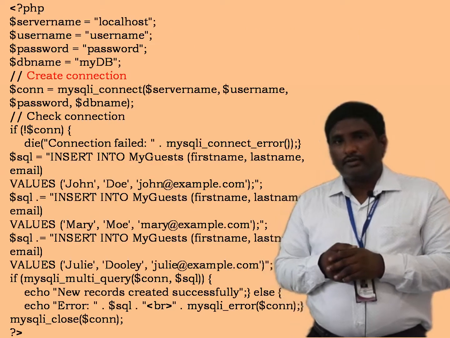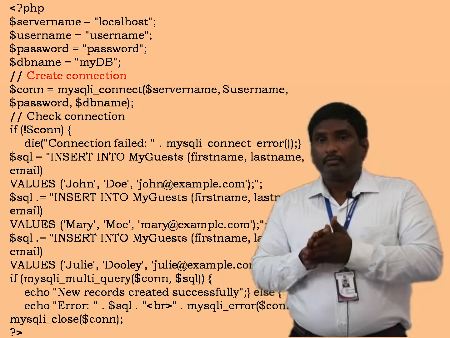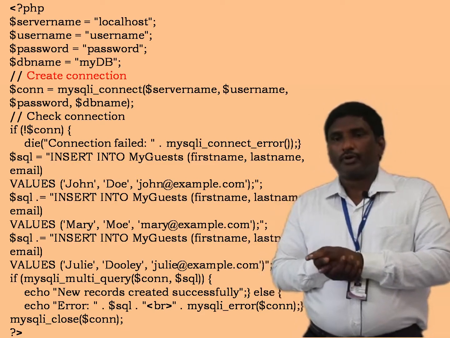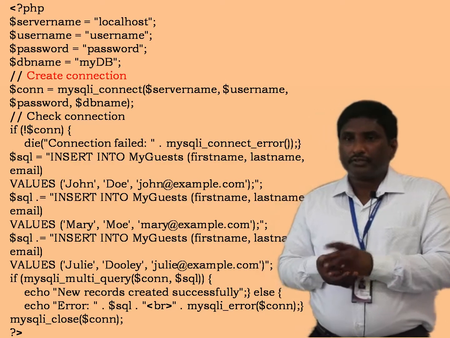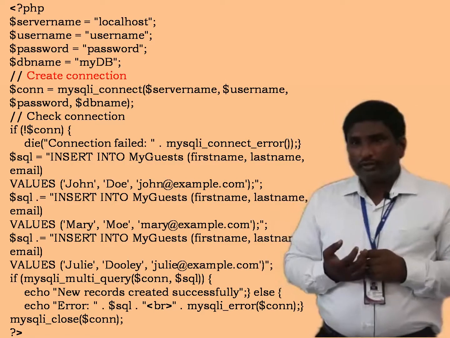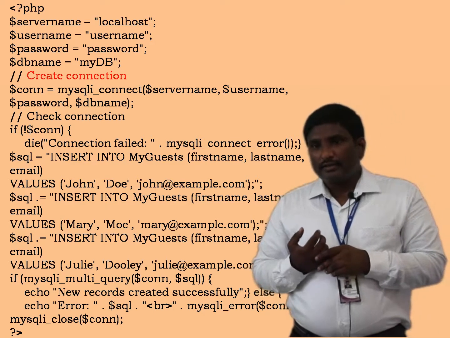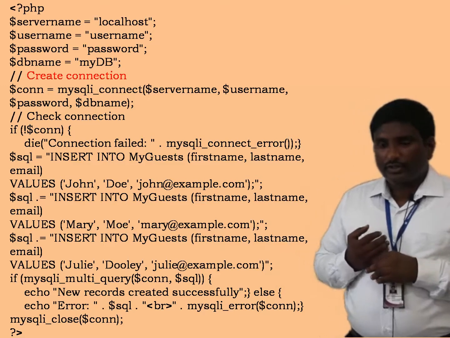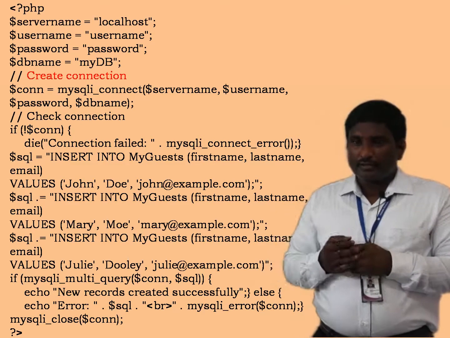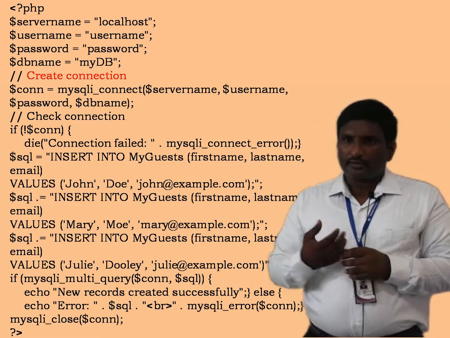In this next example, we are inserting data values into the table by using the mysqli_multi_query function. First we need to create variables in order to connect to the database, and next create the connection by passing these four variables as arguments to mysqli_connect. Then we check whether the connection is established or not. If it fails, it displays the MySQL error. Since we are inserting multiple queries, we need to create different SQL queries.